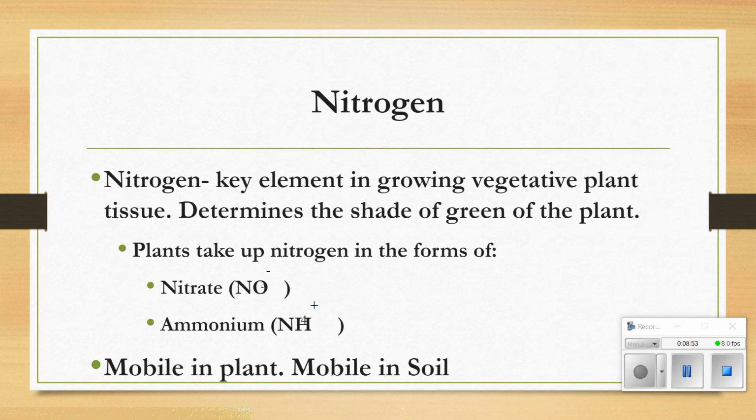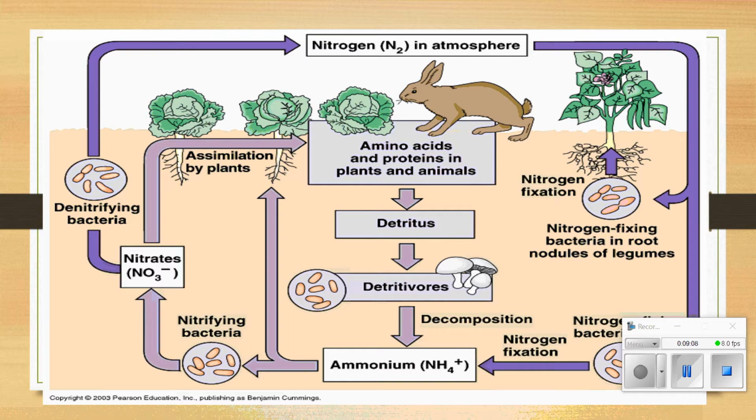Okay. Nitrogen, the key element in growing vegetative plant tissue. That is the leaves of the plant. They take up nitrogen in the forms of nitrates and ammonium. Okay, it's mobile in the plant, mobile in the soil, which means it will move throughout the plant and move throughout the soil. It won't stay stuck anywhere.